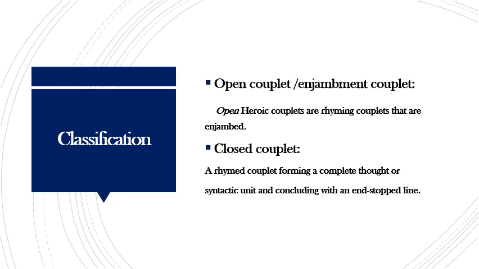Then the second category is closed couplet. The closed couplet is also a rhymed couplet, but it forms a complete thought, a complete syntactic unit, concluding with end-stopped lines, meaning the sense or the meaning is not enjambed. There is no flow of the sense from one to another. Later on in this session, we will talk about an example of how a closed couplet forms a complete thought.